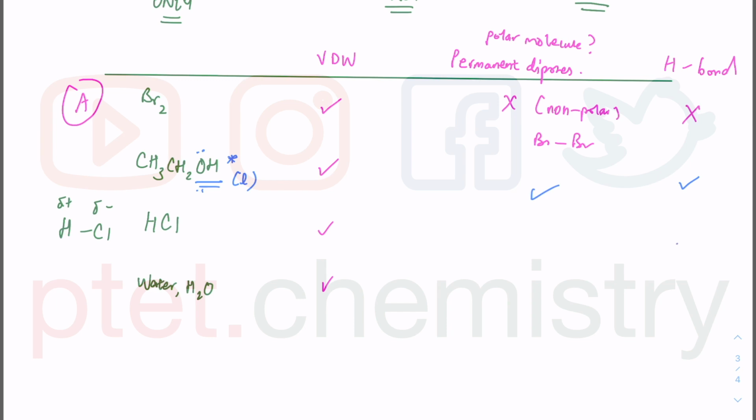So HCl does not have hydrogen bond, but it is polar due to the different electronegativity between the two atoms. Water has hydrogen bond and is also a polar molecule just like that.